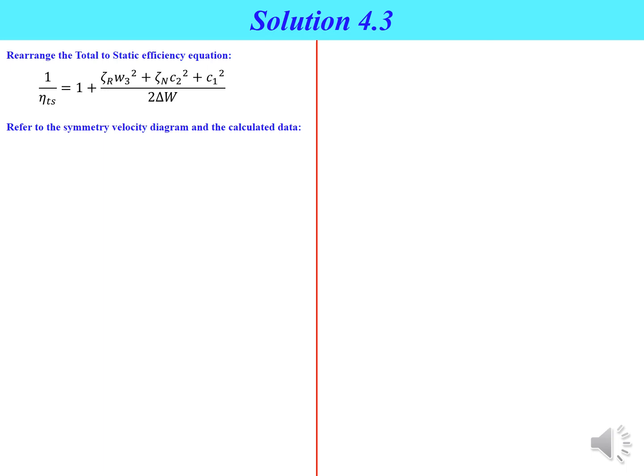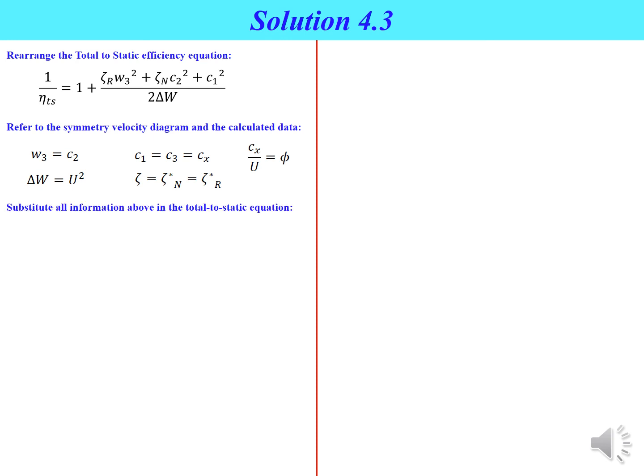Refer to the symmetry velocity diagram and the calculated data, where W3 equal to C2, C1 equal to C3 equal to Cx, and Cx over U equal to psi. Because the load coefficient, delta W divided by U square, equals 1, as already given in the question, we have delta W equal to U square. And the loss coefficient zeta equal to zeta N star equal to zeta R star, because the value is the same.